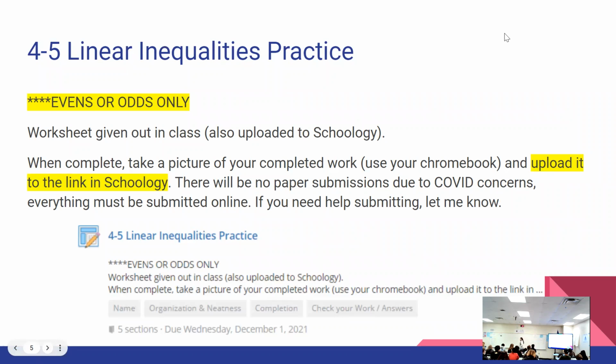Your practice is going to be the worksheet that you picked up that says evens or odds. You also picked up your test review, so I always like to give you that as soon as I have it ready. Use it to see how well you're doing. I'll put the key up in the next few days, and you can check your answers to it and all that good stuff.